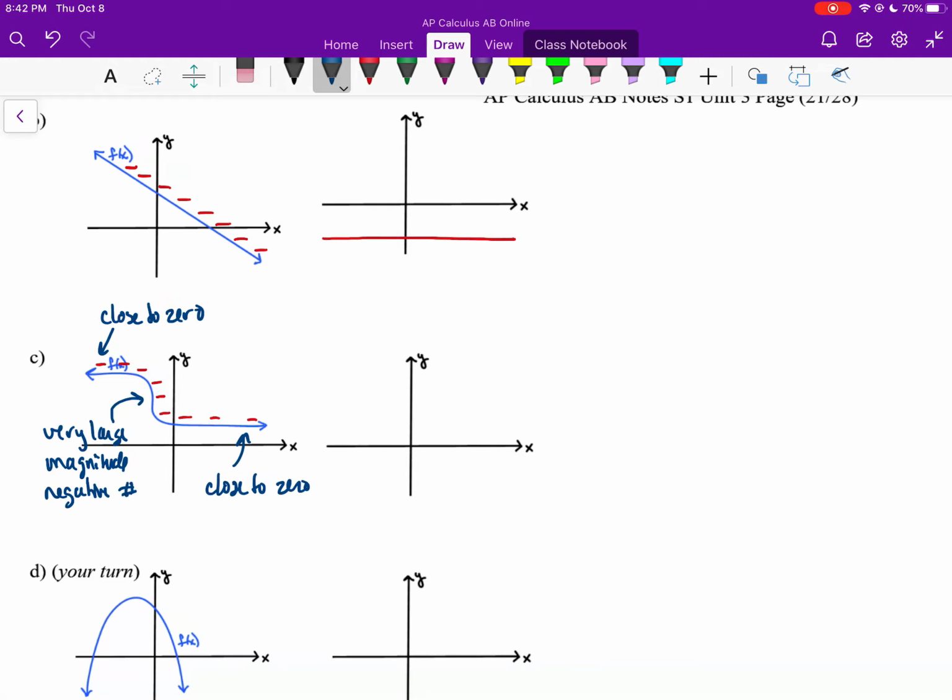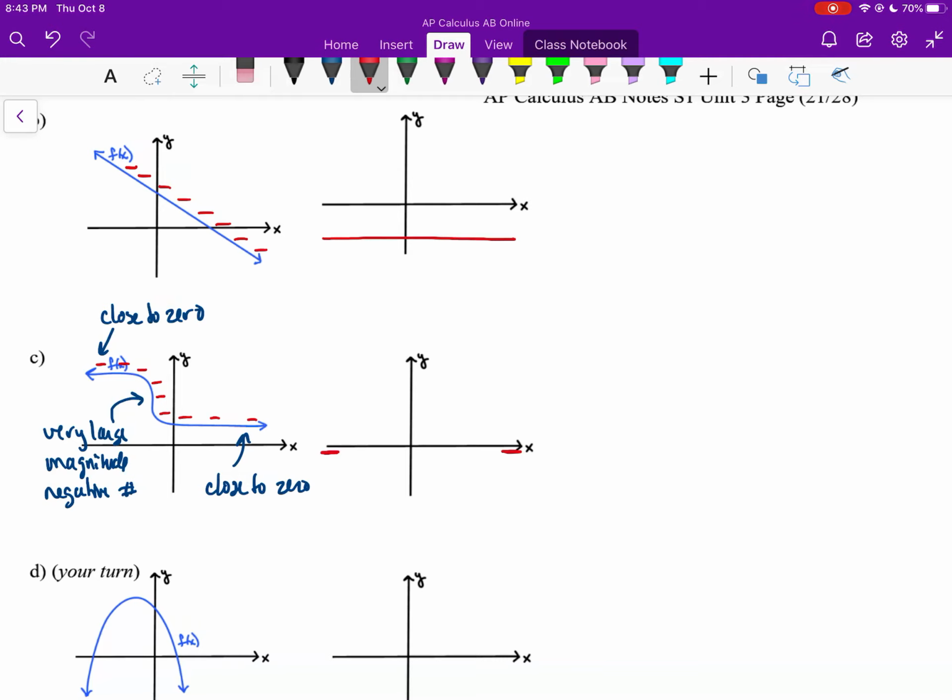We don't really know 100% for sure with this graph whether we have a vertical tangent or if we have a point where the derivative gets to a very large magnitude negative number, like -1,000 or something. There's basically two options for that. But either way, all my derivatives are negative, and so I'm going to be below the x-axis. They're going to be close to 0 on that side. They're going to be close to 0 on that side.